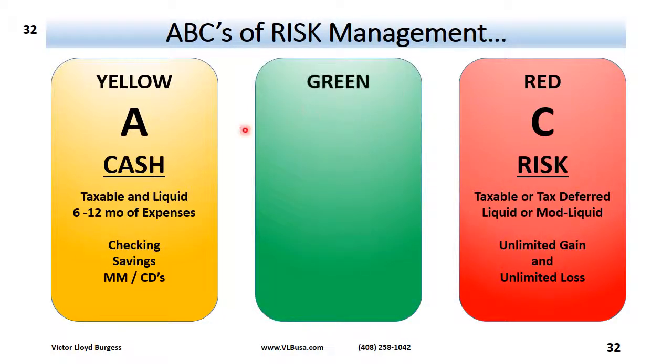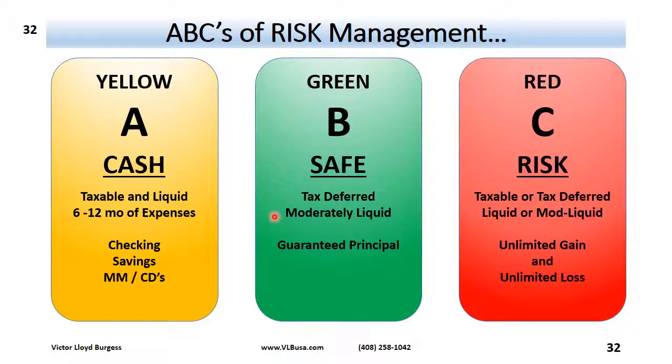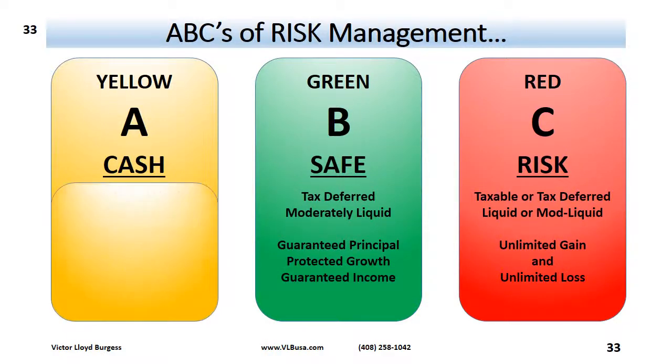Now in the middle here we have our green, or our B money. This is our safe money. It's usually tax deferred, moderately liquid. We have a guarantee of our principal, so we can't lose any money. We have a protection of our growth, so we can't lose any of our growth. And we have guaranteed income. If it doesn't meet these three, we don't have it in our green money.